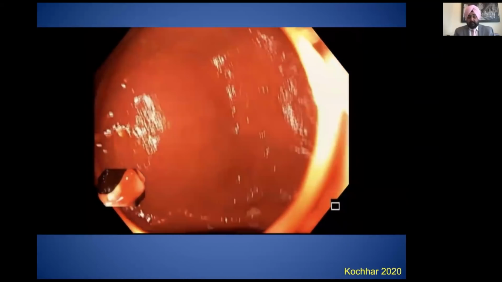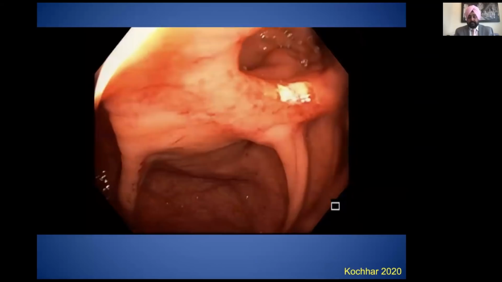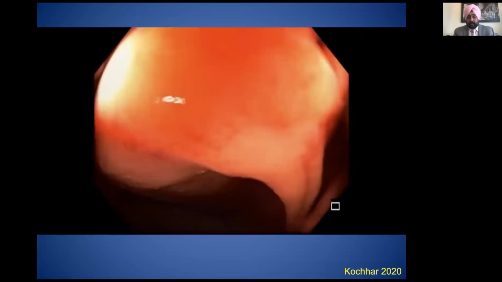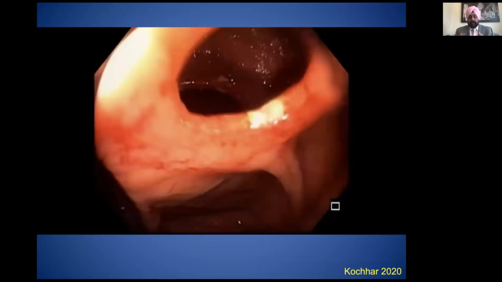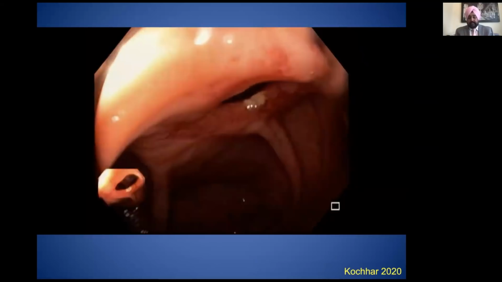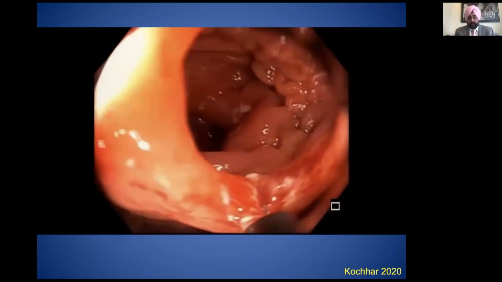So this is a 32-year-old patient with Crohn's disease sent to us with anastomotic stricture. The patient is having partial obstruction symptoms. As you can see, I'm trying to advance my colonoscope. I was not able to. It's an end-to-side anastomosis. So we decided to go ahead and perform stricturotomy in this patient.